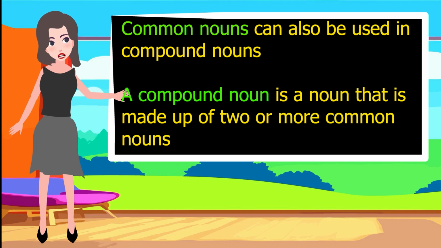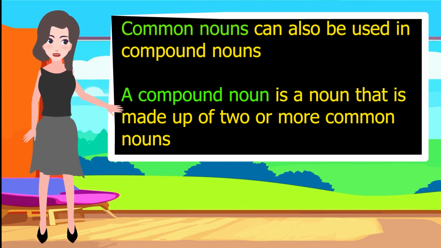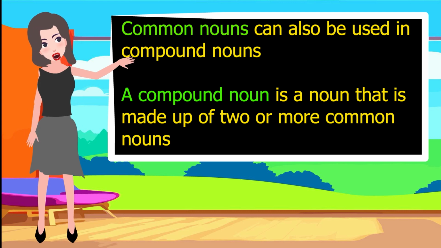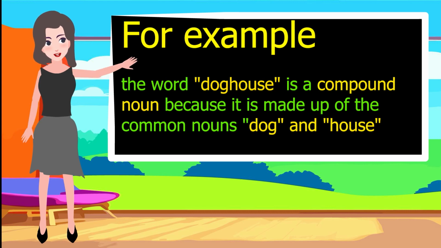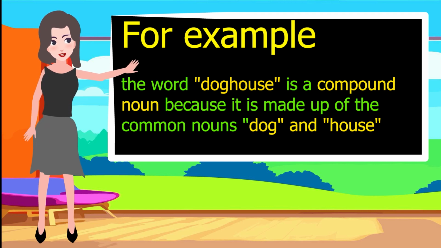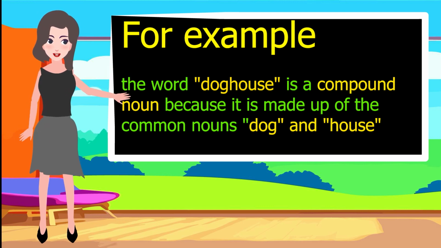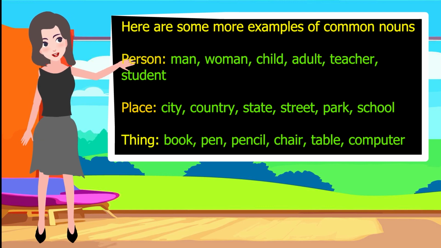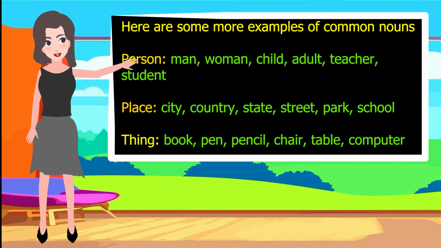Common nouns can also be used in compound nouns. A compound noun is a noun that is made up of two or more common nouns. For example, the word doghouse is a compound noun because it is made up of the common nouns dog and house. Here are some more examples of common nouns.